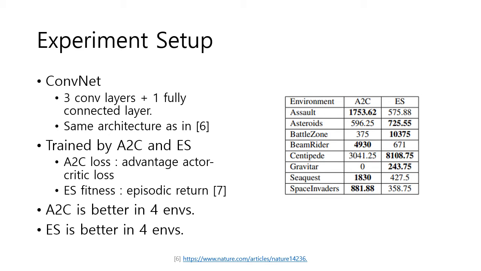We use the convolutional neural network with 3 convolution layers and 1 fully connected layer. It has the same architecture as in the Deep Q-Network. We trained it by both A2C and ES. We used advantage actor critic loss for A2C and episodic return fitness for ES. A2C performed better in 4 environments, while ES performed better in the other 4 environments. The scores are in the table.